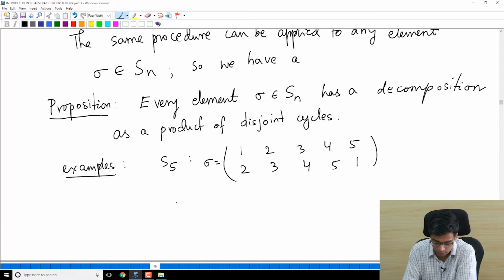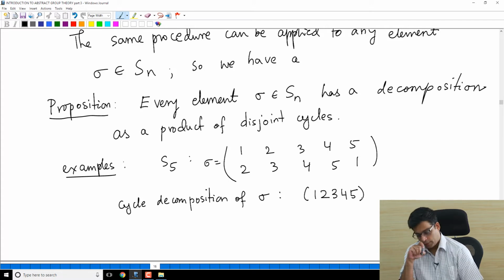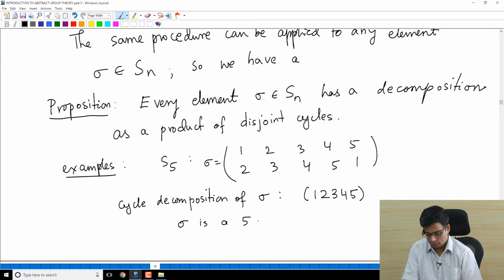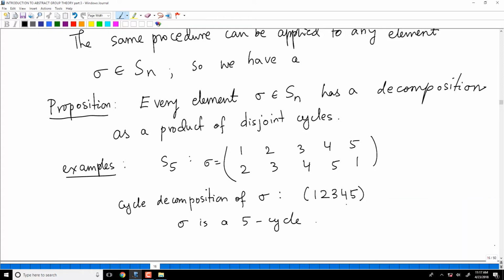So what is a cycle decomposition? So this is called cycle decomposition. So as I said, start with 1, see where it goes. It goes to 2, 2 goes to 3, 3 goes to 4, 4 goes to 5, 5 goes to 1. So sigma is a 5 cycle, right? So that's all. Because you have exhausted all the indices, there is no further cycle.